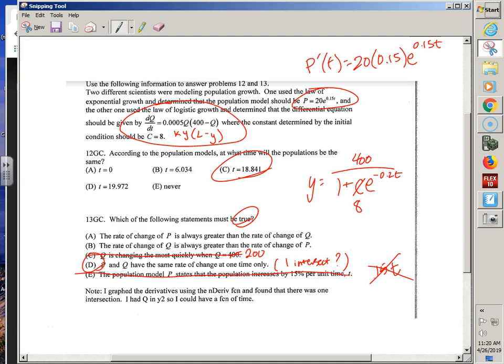Evens or odds? Keep going. It's okay. No one else is asking. The last thing I have.